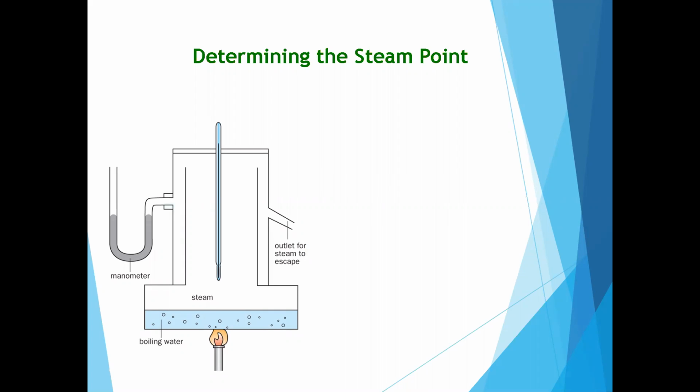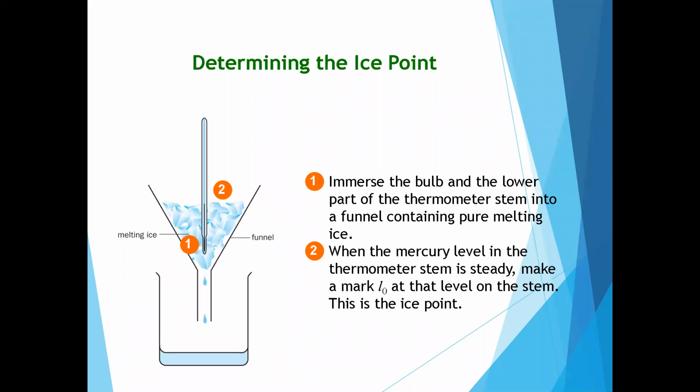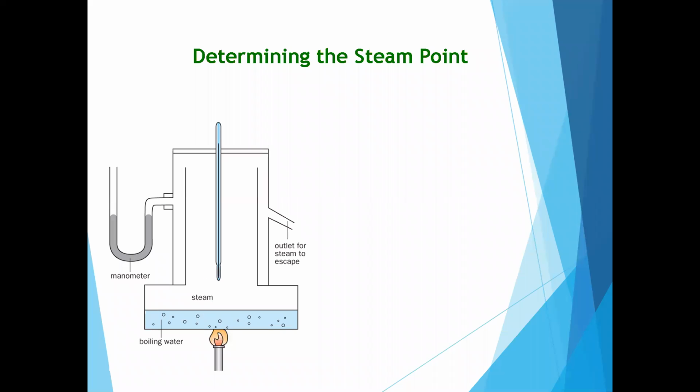For the steam point, I'm going to measure the temperature of steam. So I am not going to record the temperature of the water. Why? Over here I placed it inside the ice, but here I'm going to place it above the water. I have to make sure that it is above the water because I want to record the temperature of the vapors. Now the boiling water, you boil water and you need to ensure that you have a specific pressure, so you're going to use a manometer to ensure that.